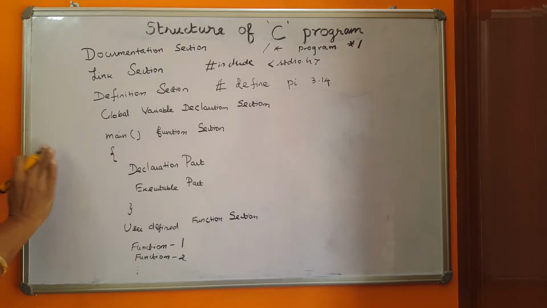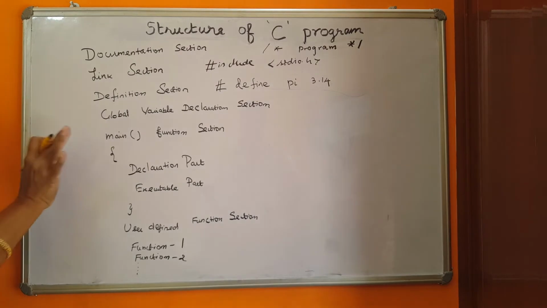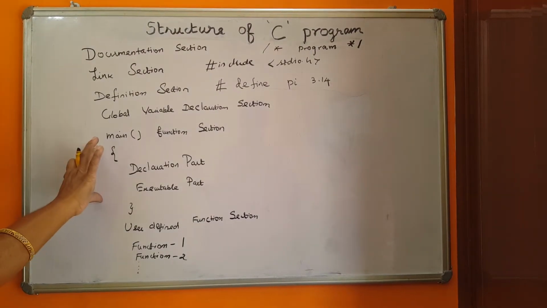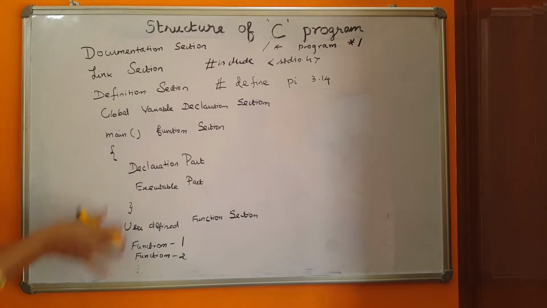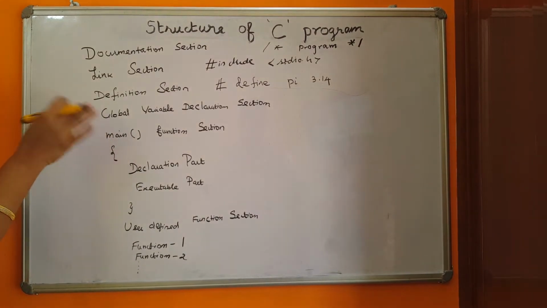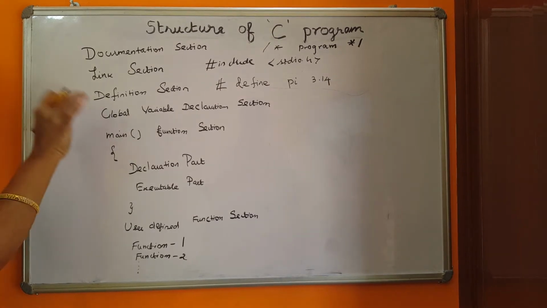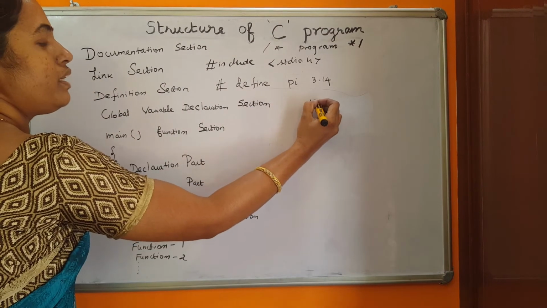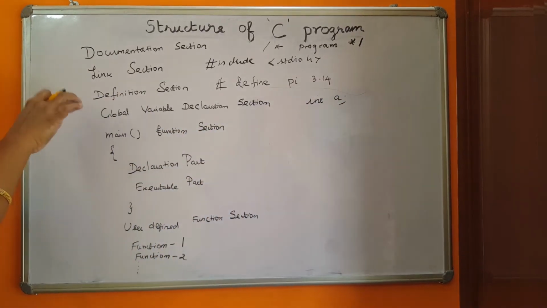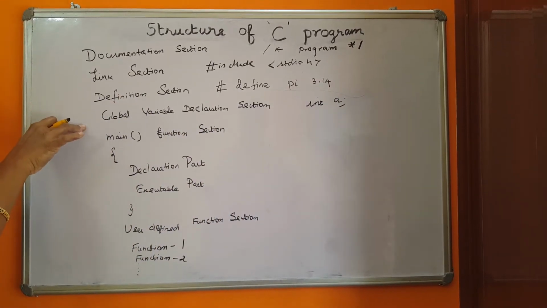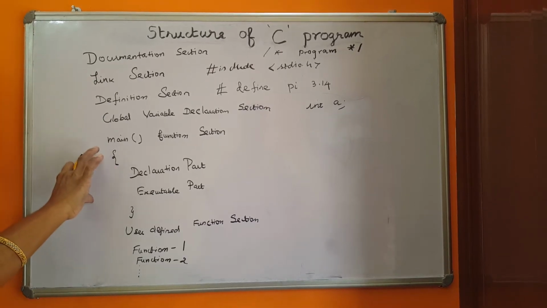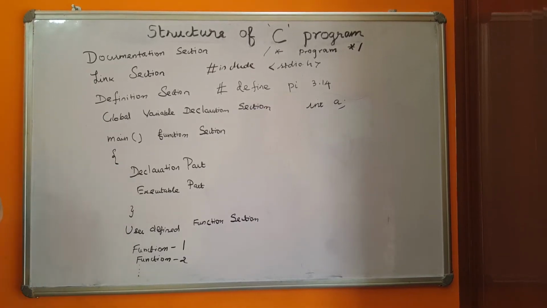The next section is global variable declaration section. Those variables can be accessed by main function and user defined function. All the functions can access the global variables. Those variables are declared in this section. Example, int a. This variable is declared in global variable declaration section. This integer a value is accessed by main function and user defined function.